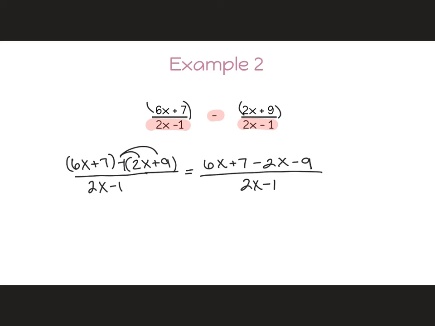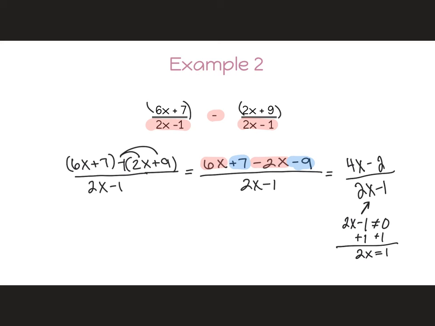Just like last time, we're going to combine any like terms. So I would have 6x minus 2x, positive 7 minus 9. When I combine those terms, I get 4x minus 2 over 2x minus 1. At this point, I would want to list any domain restrictions. So 2x minus 1 can't equal 0. And if I were to solve this, I would figure out that x cannot be 1/2.